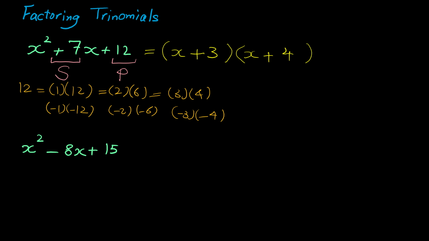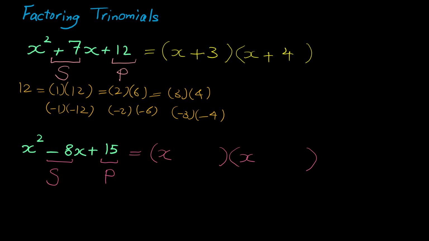Now let's try the next example. We want to factor this. We put two brackets, x in each bracket. Then we are looking for two numbers whose product is 15 and whose sum is negative 8. Because the sum is negative 8, this means that the numbers that we are looking for are negative. Because the sum is negative, the numbers are negative. The product is positive. If we multiply two negative numbers by each other, their product is positive.